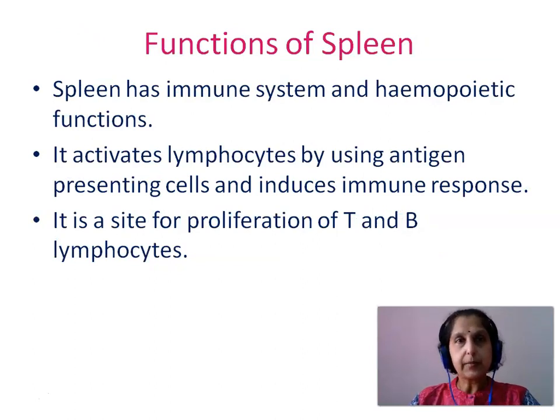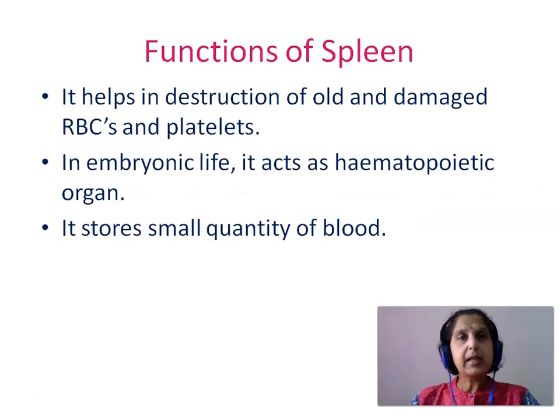Functions of spleen. Spleen has immune system and hematopoietic functions. It activates lymphocytes by using the antigen presenting cells and induces immune response. It is a site for proliferation of T and B lymphocytes. It helps in destruction of old and damaged RBCs and platelets. In embryonic life, it acts as hematopoietic organ and it stores small quantity of blood.